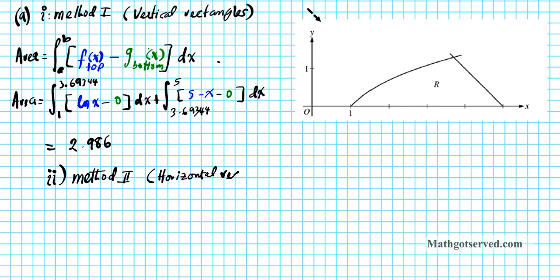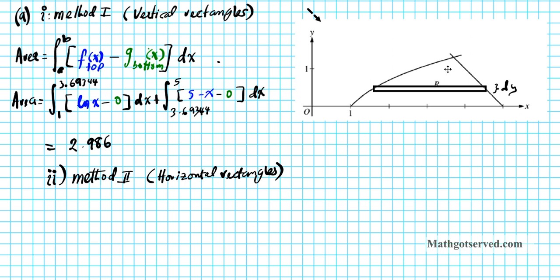Now for horizontal rectangles, what will our variables be? Well, let's set up our rectangles. So horizontal rectangles, we're going to slice this region into infinitely many horizontal rectangles. Now, what's the width of our horizontal rectangle? How thick is it going to be? It's going to be dy. Okay, so everything in this function will be in terms of y, okay, for our entire setup.